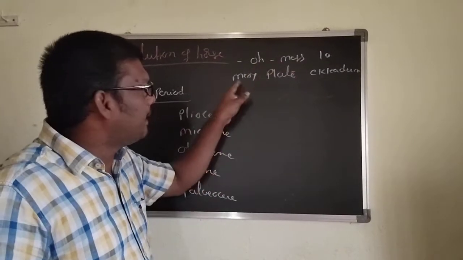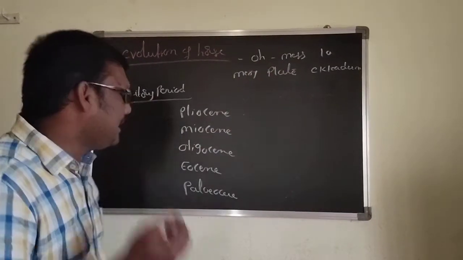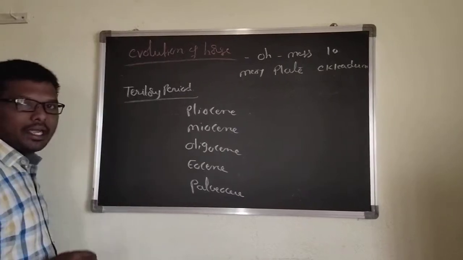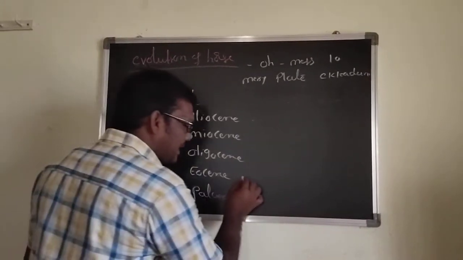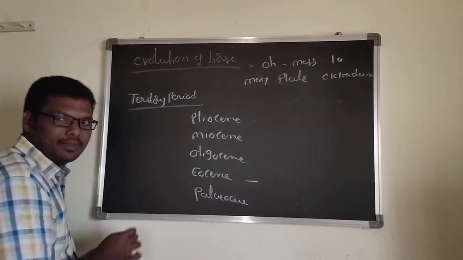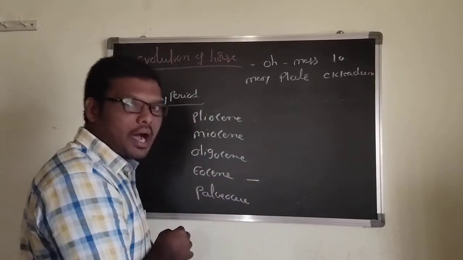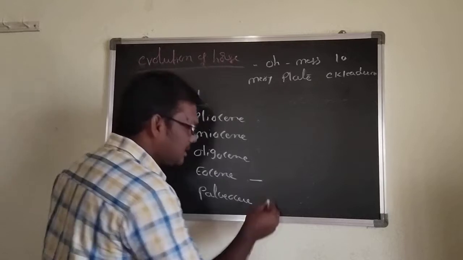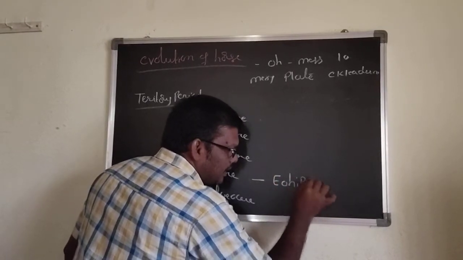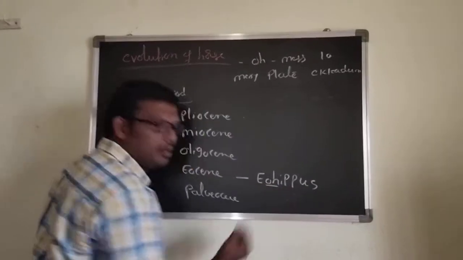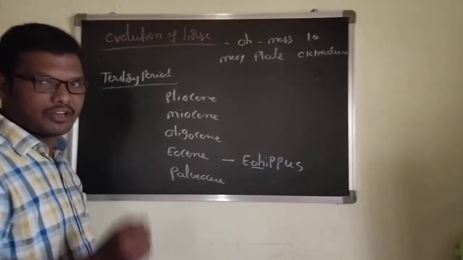Here, the first time the evolution of the horse takes place in the Eocene. The first evolved horse, which looks like a horse, is Eohippus. Eohippus, the first one.